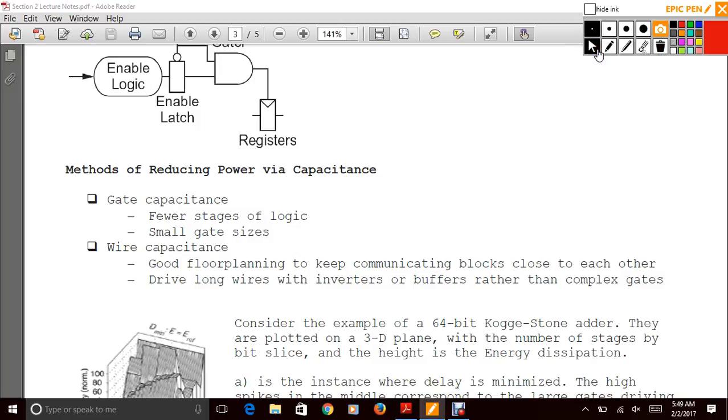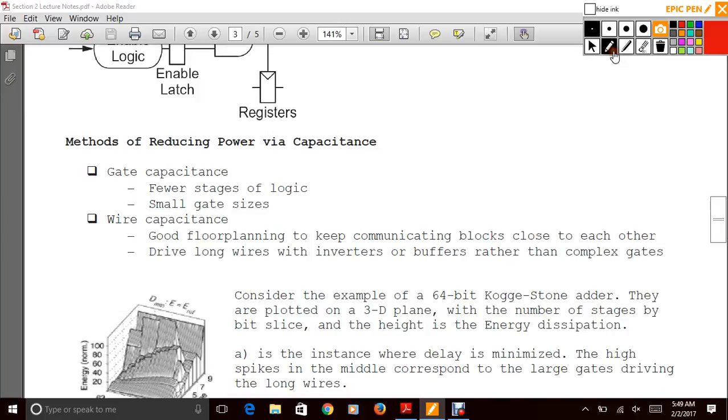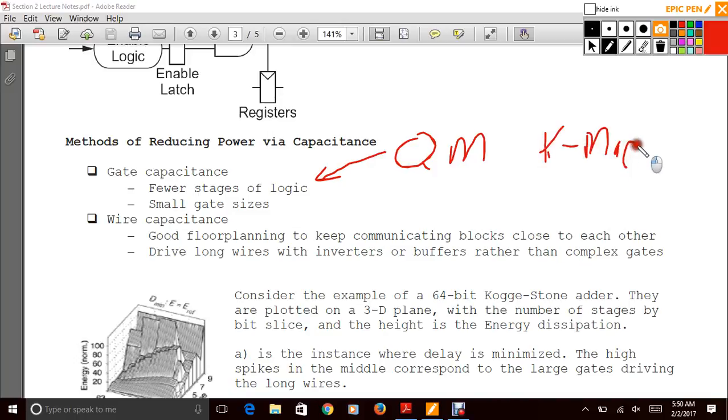So you have gate capacitance. So, fewer stages of logic. That's where your Quine-McCluskey from 235 comes into play, your K-maps, all these different logic reduction algorithms. Anything you can do to reduce the amount of logic that you need to execute your design will be done that way.